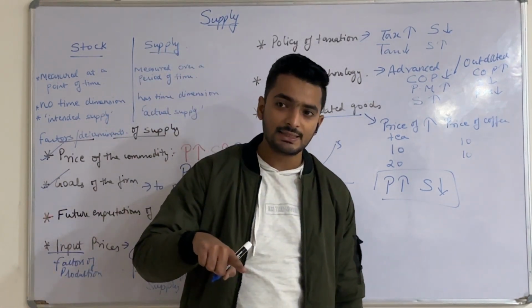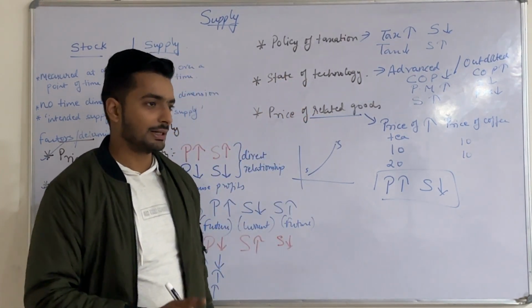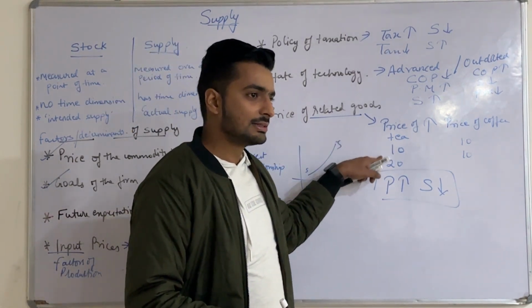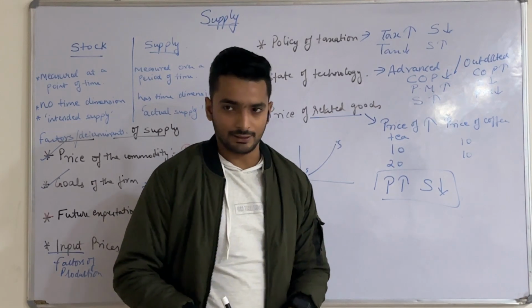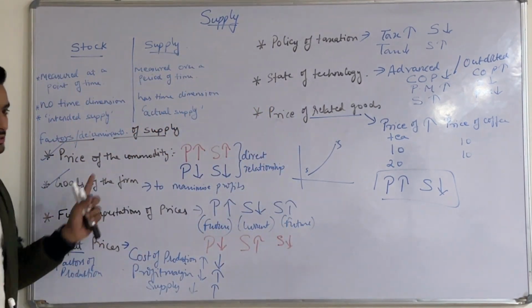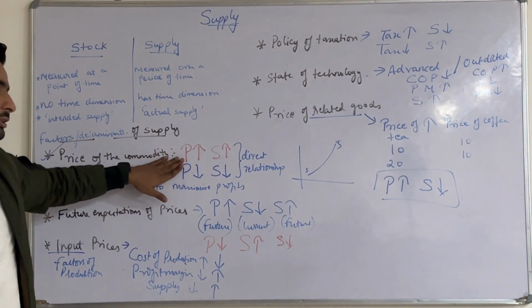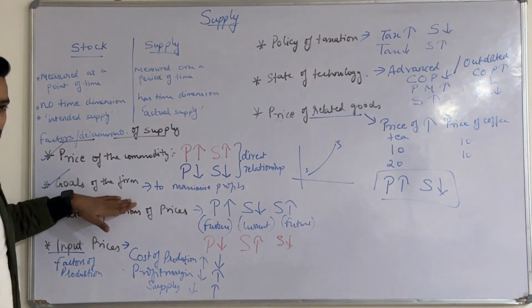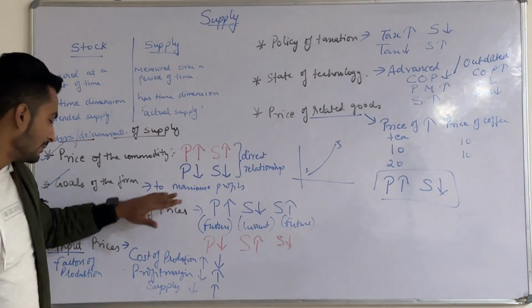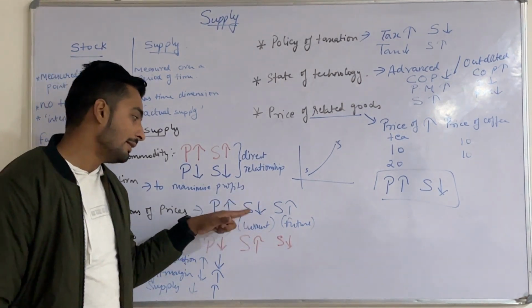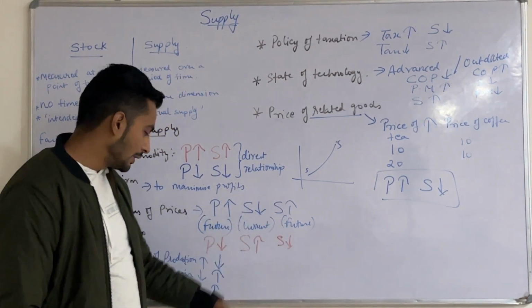But in the demand case, there is a direct relationship. But in the supply case, it's opposite. If the price of tea is increasing, supply of coffee will decrease. So these are the factors affecting supply. Price of the commodity, which shows direct relationship. Goals: main goal is to earn profit. Future expectation: if a seller is expecting a rise in price in future, he will supply less today, more in future.